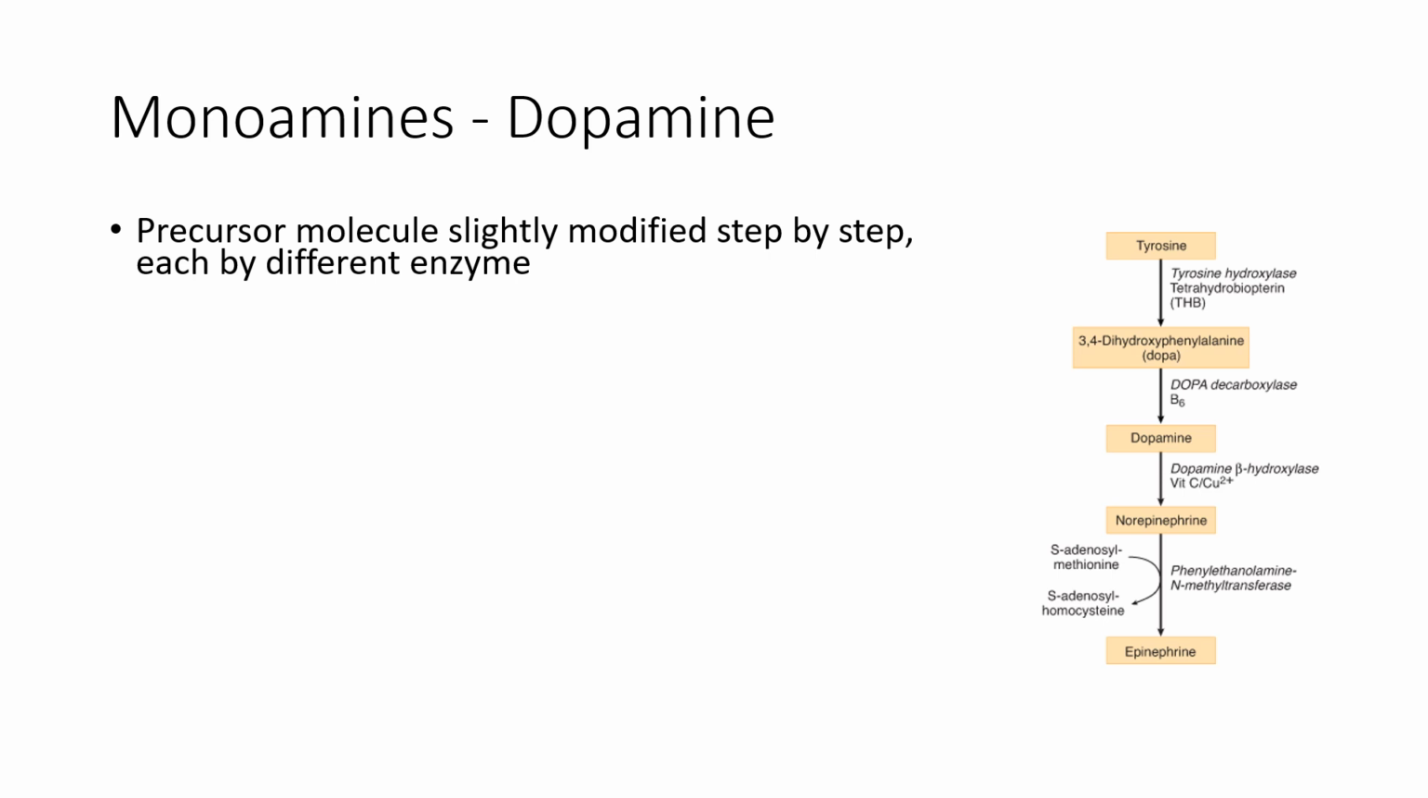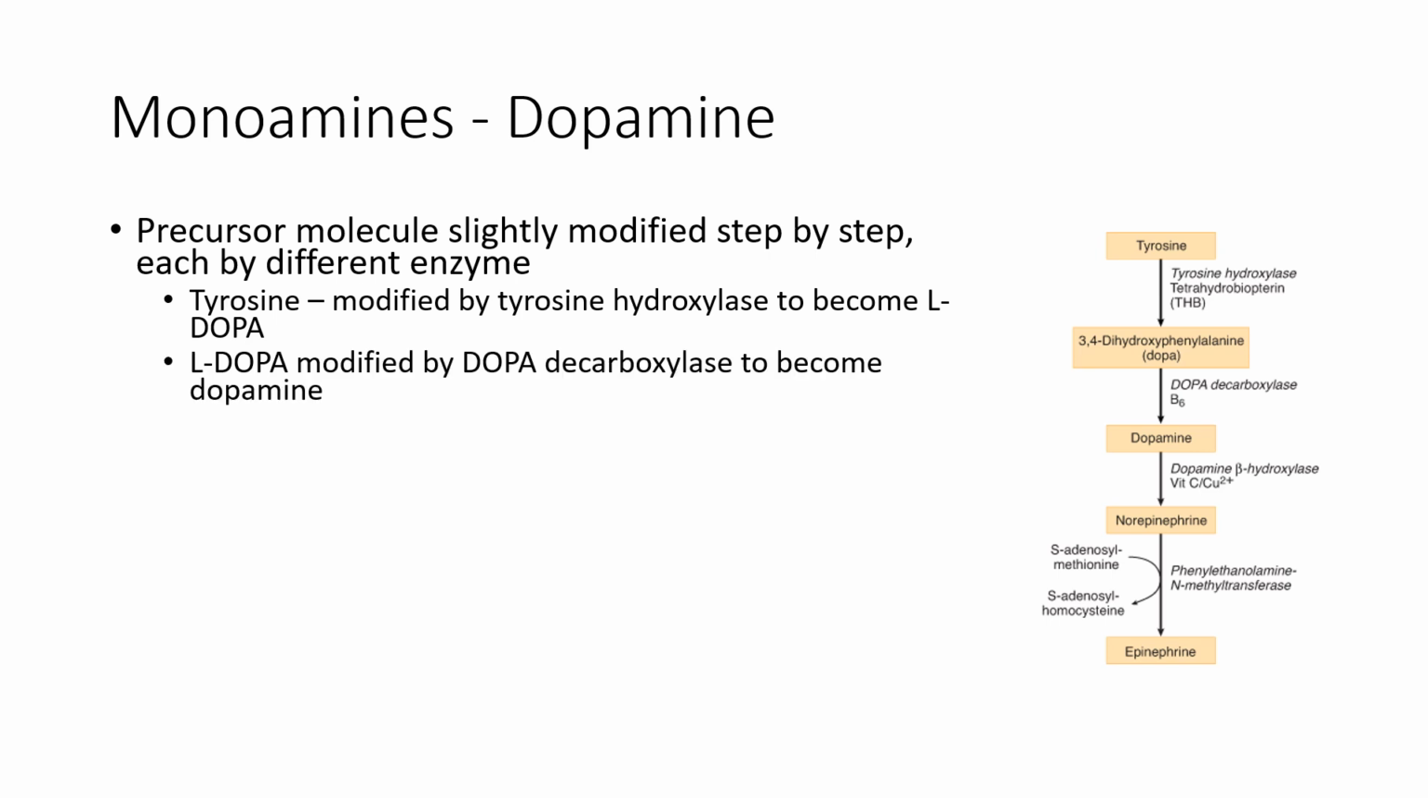Now here we take a look at the precursors to dopamine, so how dopamine is actually formed. The precursor molecule is slightly modified step by step in order to create dopamine. So first we start with tyrosine, and you can see that on the top of our figure here on the right-hand side of the screen. So tyrosine is modified by tyrosine hydroxylase to become L-DOPA. You may have heard of L-DOPA before. L-DOPA is then modified by dopa decarboxylase to become dopamine.